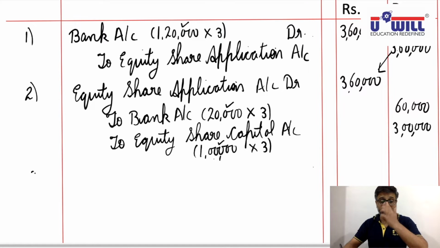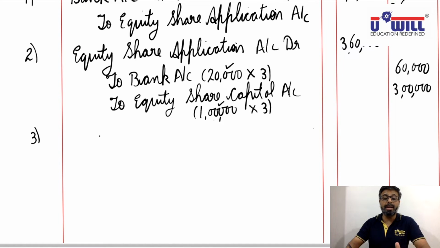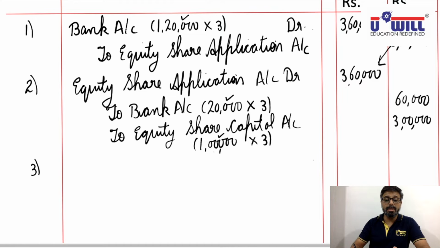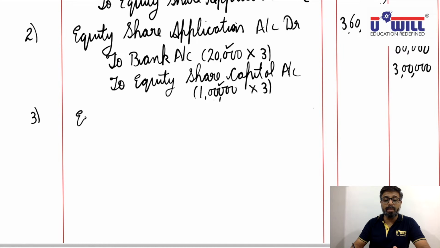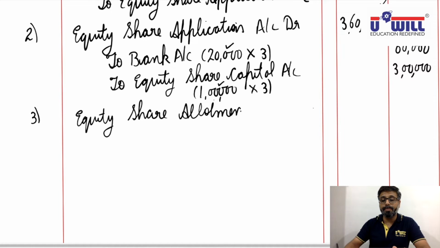Now third entry. 2 entries of application are done, now 2 entries of allotment to be passed, and I said to you in allotment this second entry of transferring to share capital will be passed first, reverse, and then they will receive the money. So first, equity share allotment account debit. Okay, allotment money is receivable, debit the receivables. So equity share allotment account debit, and we transfer it to equity share capital account.